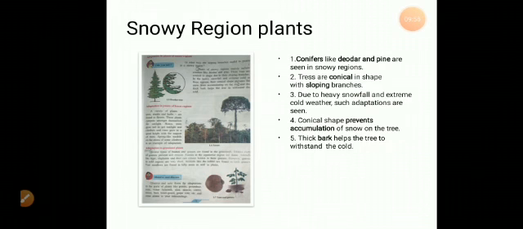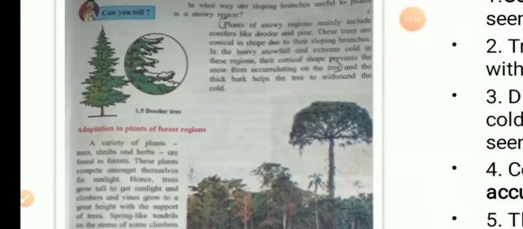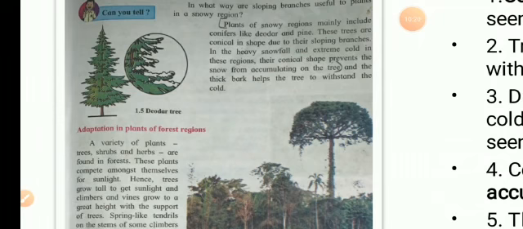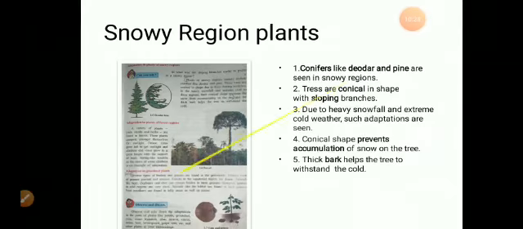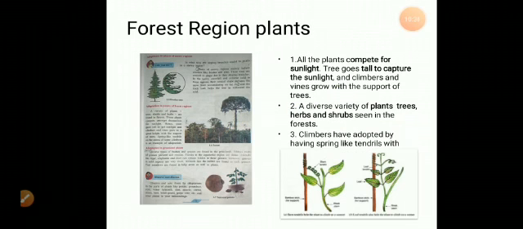In the heavy rainfall and extreme cold in these regions, the conical shape prevents the snow from accumulating on the tree, and the thick bark helps the tree to withstand the cold. So here you can observe the conical trees. Yes, the different shape of the leaves, needle shaped leaves also. Okay, now let us go to the adaptation of plants in the forest region.